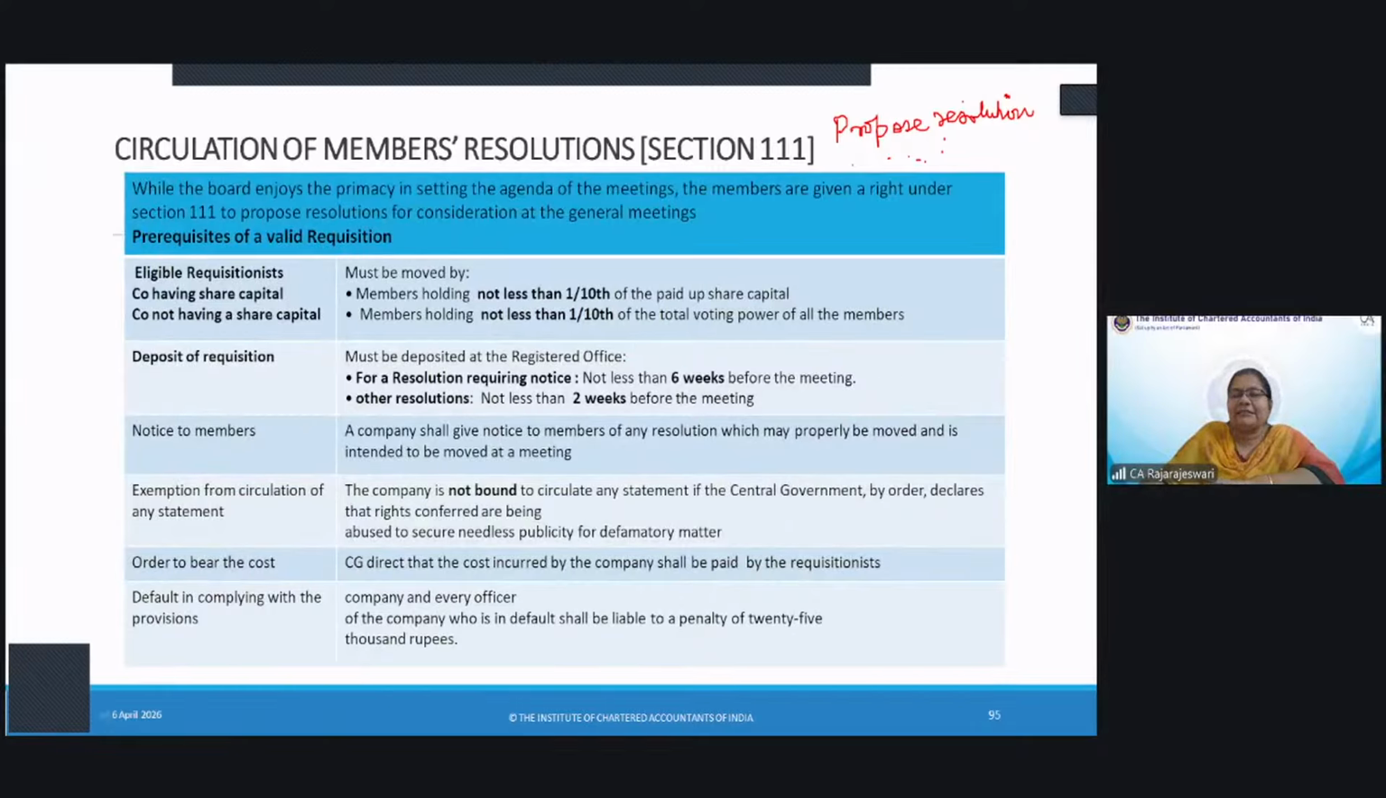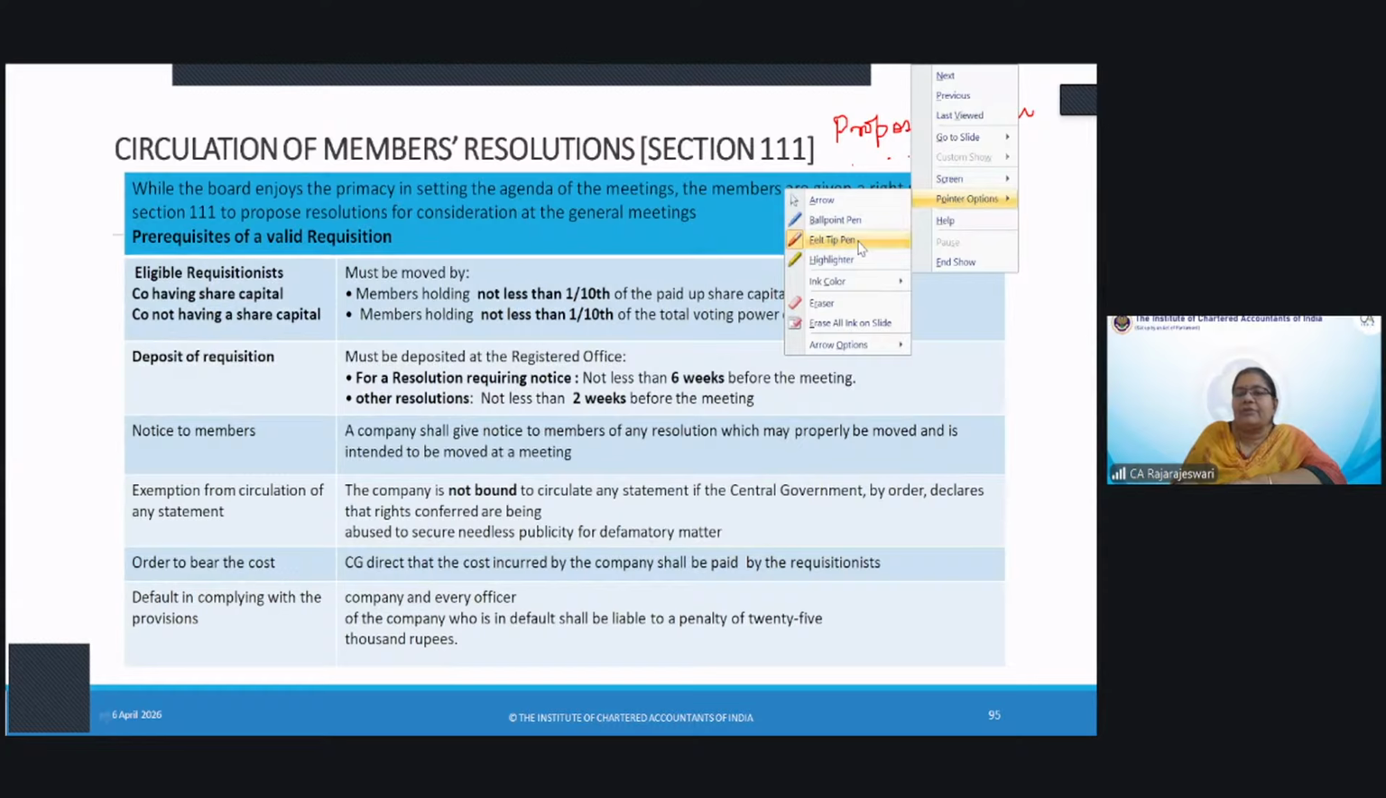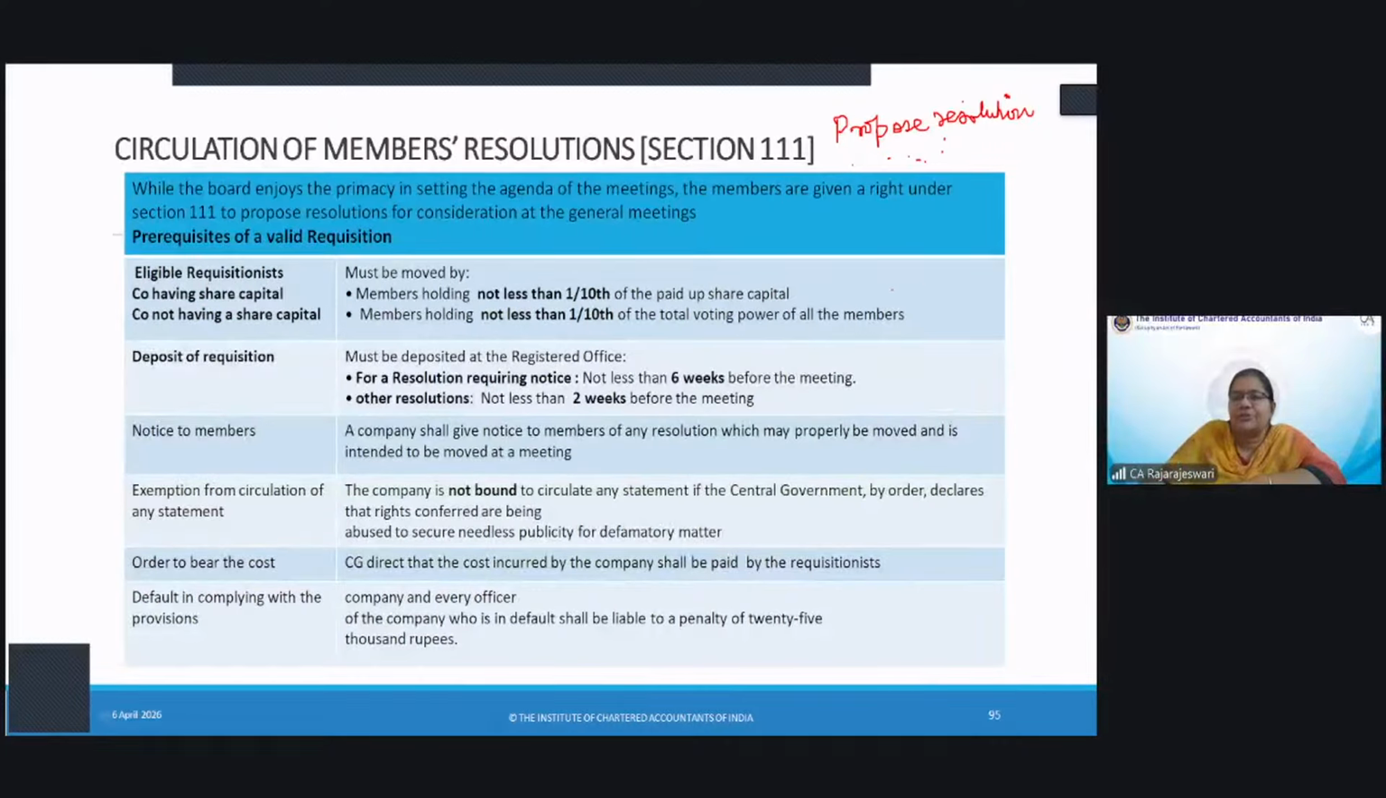If the company has a share capital, then members holding not less than 1/10 of the paid up share capital can propose a resolution. Or in case of companies not having a share capital, then persons holding not less than 1/10 of the total voting power can propose the resolution. So it is either 1/10 of the paid up share capital or voting power. They can request or propose a resolution.